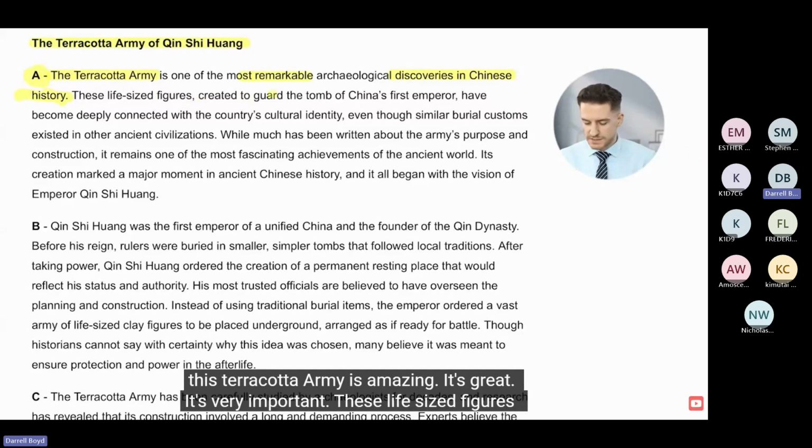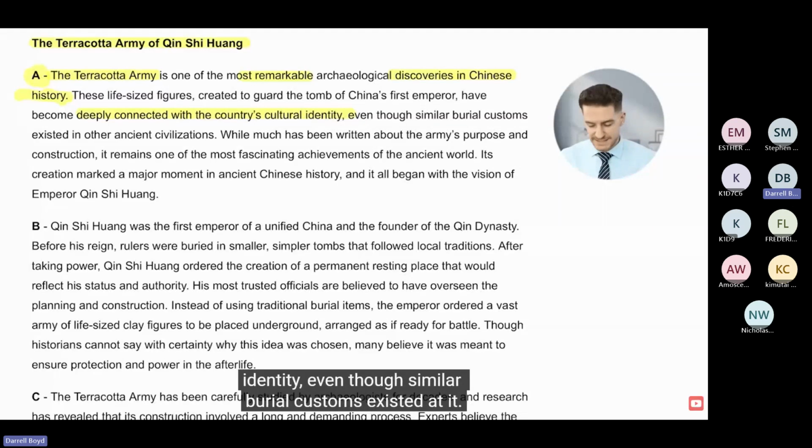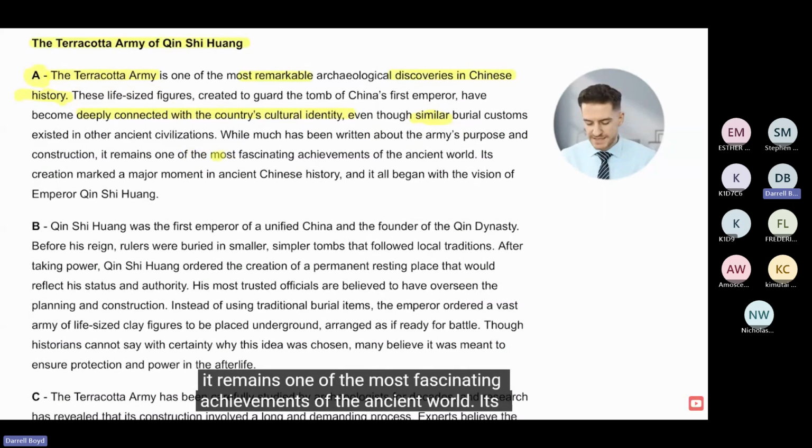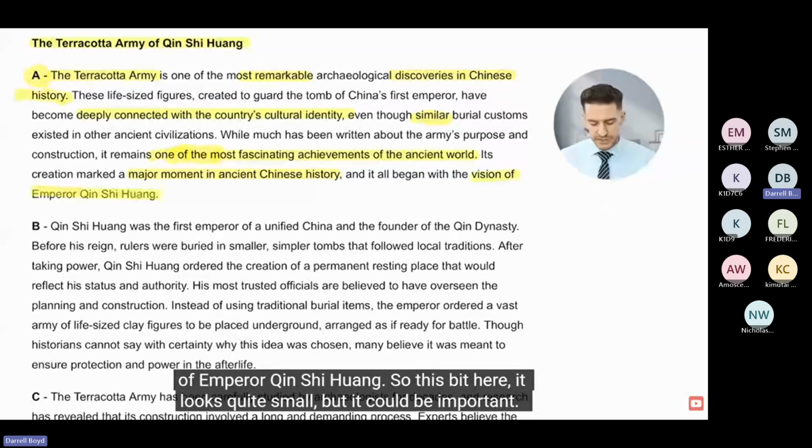These life-size figures, created to guard, they have become deeply connected with the country's cultural identity, even though similar burial customs existed, While much has been written about the army's purpose, it remains one of the most fascinating achievements of the ancient world. Its creation marked a major moment in Chinese history, and it all began with the vision of Emperor Qin Shi Huang. So this bit here, it looks quite small, but it could be important.